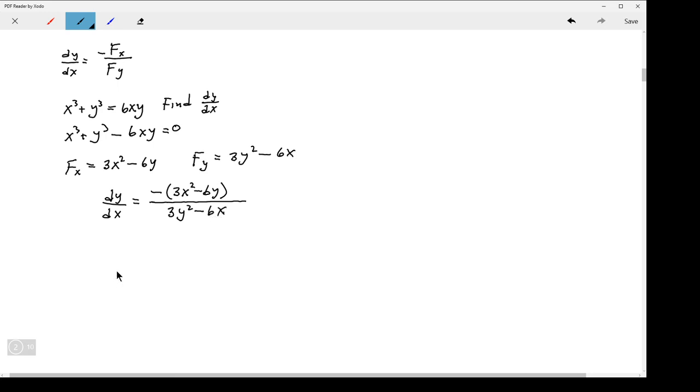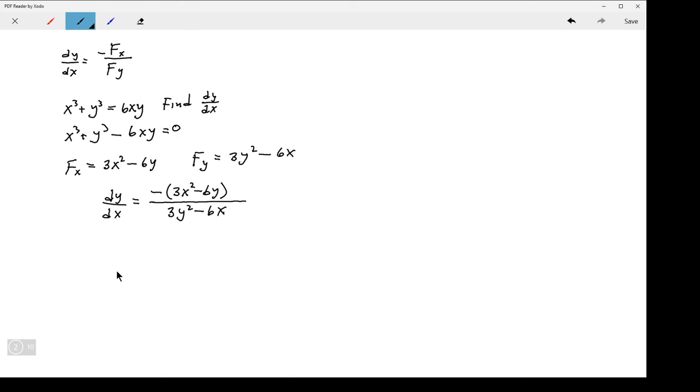Don't hate too much on your Calc 1 professors. They couldn't teach you this at the time. But that is a lot easier. So when you go back and look at problems now where you have to do this kind of implicit differentiation, you now have a new tool that you didn't have in Calc 1, which is partial derivatives.